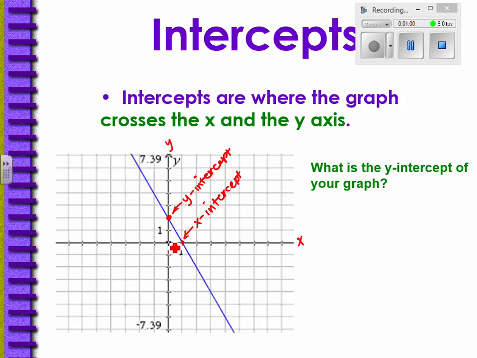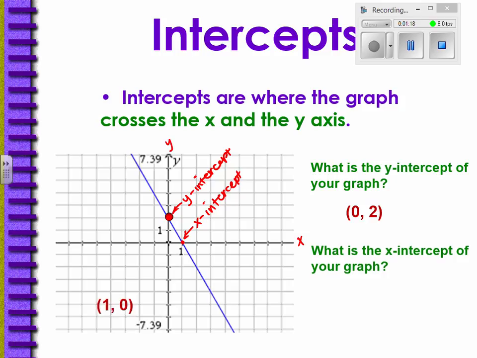And that is at the point, we don't move on the x, so that's 0 for x and 2 for y. So that's the point (0, 2). For our x-intercept, where our line crosses the x-axis, we'll notice that we move over 1, but we don't move up or down. So that's the point (1, 0).